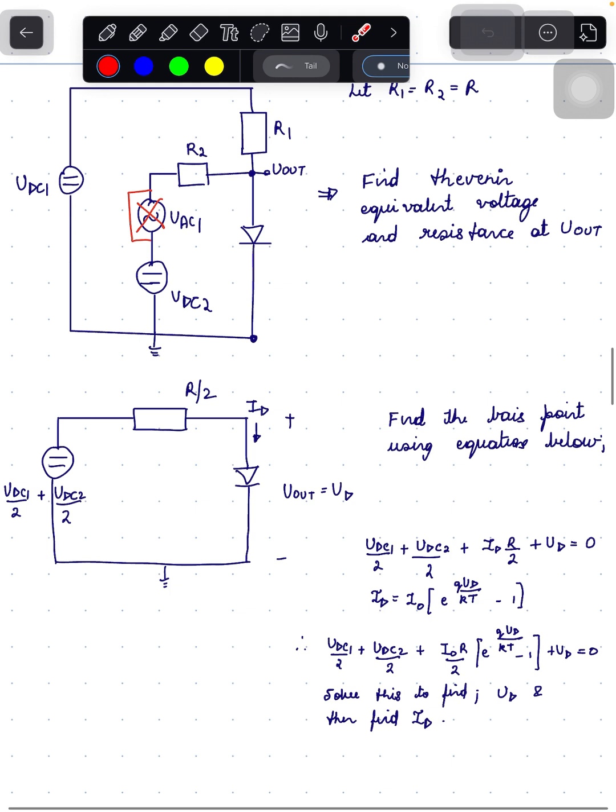Now find the bias point using the equations below. Using Kirchhoff's voltage law, UDC1 by 2 plus UDC2 by 2 plus I times R by 2 plus UD equals 0, and we know ID, the current through the diode, equals I0 times (e to the power q UD by KT minus 1). Insert UT in this equation and now solve this equation to find UD and ID. These are the bias points of the diode.